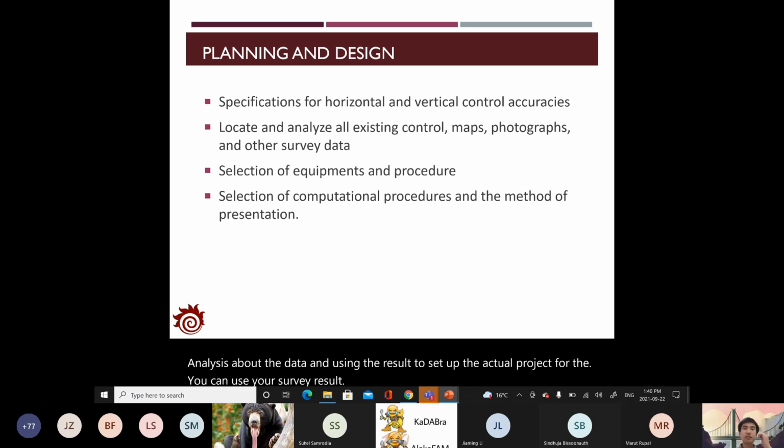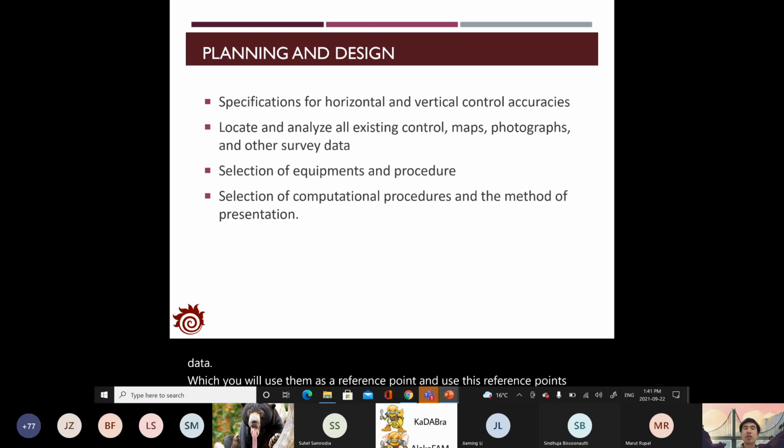In surveying, we usually have specific requirements for the horizontal and vertical measurements, including the distance and the angles. This means that we need to identify some accuracies for the measurements in the different directions. And sometimes we have to locate and analyze all the existing control maps, photographs, and other data, which we use as reference points to develop or conduct your own project.